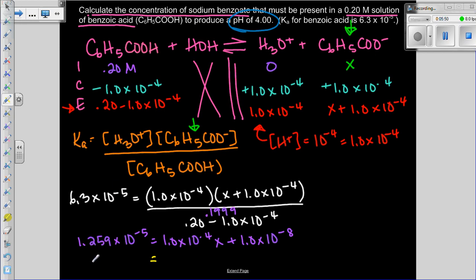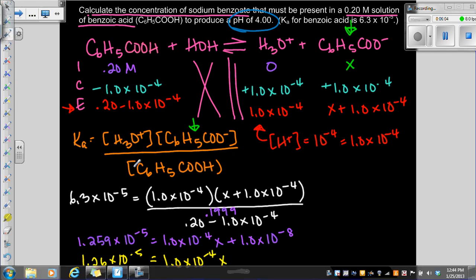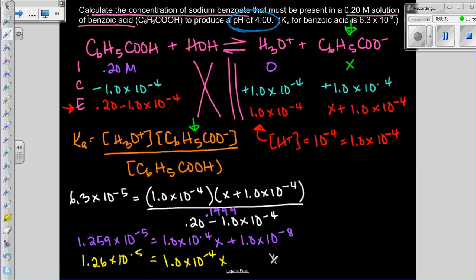I'm going to go to 3 sig figs here, so 1.26 times 10 to the negative fifth is equal to 1.0 times 10 to the negative fourth x. If I divide both sides by 1 times 10 to the negative fourth, I will get x.